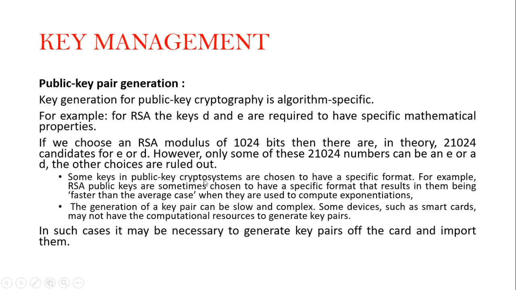Some keys in public key systems are chosen to have a specific format. The generation of key pairs can be slow and complex. Some devices, such as smart cards, may not have the computational resources to generate key pairs. So this is about another form, that is public key pair generation. The best example for this is the RSA algorithm.